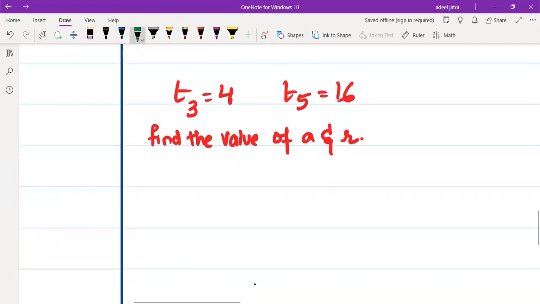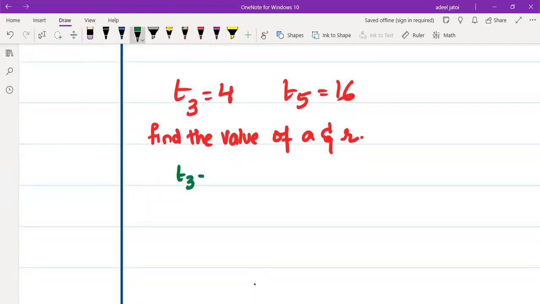So can I say particularly that T3 is equal to what? 4. I can use it as AR squared is equal to 4. T5 is equal to 16. I can use it as AR to the power 4 is equal to 16. So obviously the power will be 1 less than the term that is given. If the term is 3, the power will become square. If the term is 5, the power will become what?